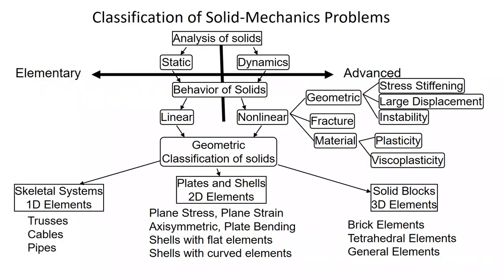In solid mechanics we discussed static, dynamic, linear and non-linear. Everything will finally be grouped into geometric classifications of solids. Before going to the finite element procedure, we want to classify the geometry into different dimensions. First we classify into one-dimensional, two-dimensional and then three-dimensional geometry.